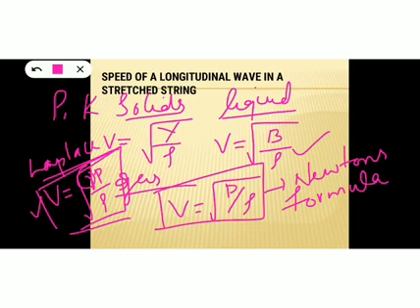If sound is traveling in solids, it is square root of Y by rho. If it is traveling in liquid, it is square root of B by rho. And if it is traveling in gas, it is square root of gamma P by rho according to Laplace, but simply square root of P by rho for Newton.